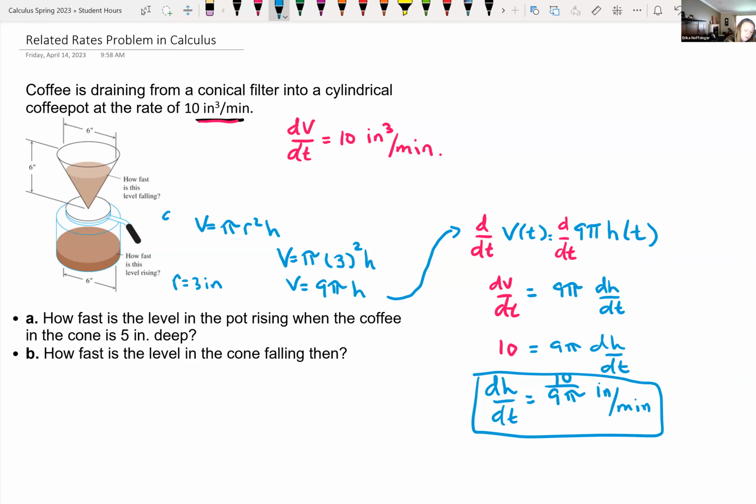Okay, so that was for part A. So for part B, how fast is the level in the cone falling then?